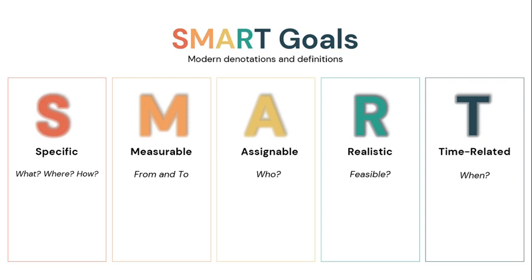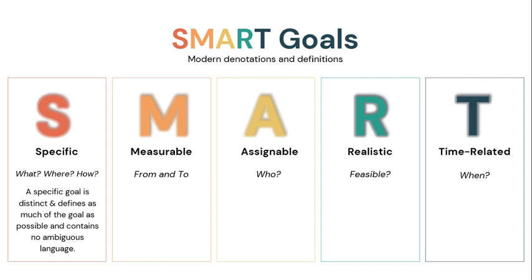So let's specify it further. S for specific. This is the most important part of establishing and evaluating a goal. A specific goal is distinct and defines as much of the goal as possible. In simplest terms, your goal has to be clear, original, and specific. It must not contain ambiguous language. Make your goal clear, specific, and simple.